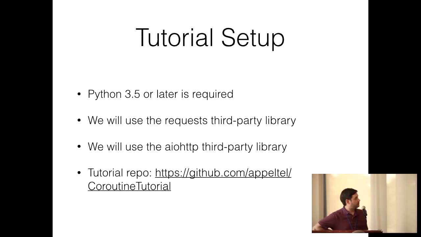There's a repository for this tutorial on my GitHub account that's spelled A-P-P-E-L-T-E-L, coroutine tutorial. In the examples directory, all the code that we'll type out together is there. You don't have to check it out, but you can if you want to save yourself some typing, or you just don't want to type a lot. I've printed it out, so I'll be using it as a cheat sheet.